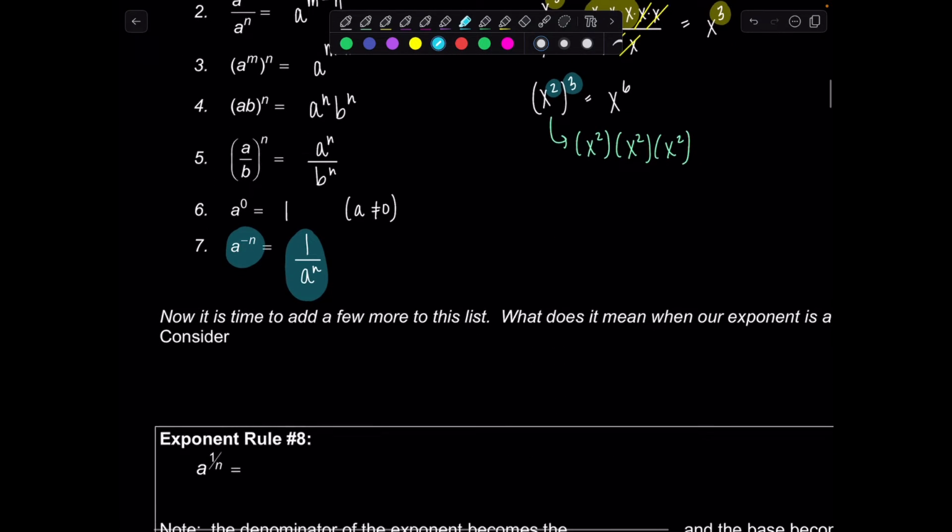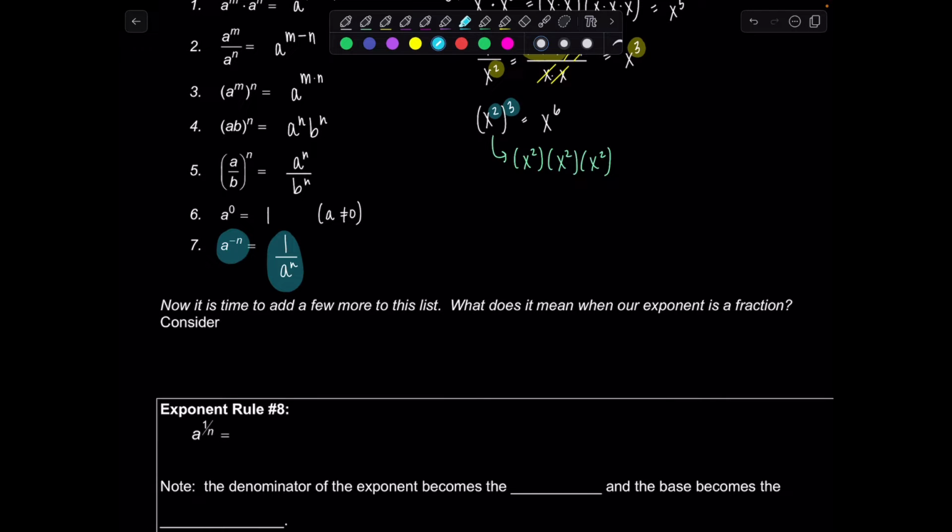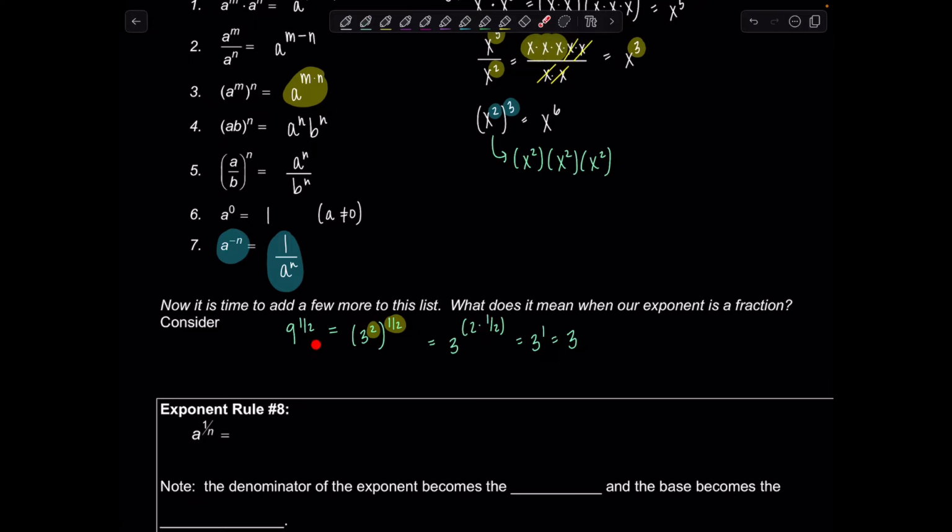So what does it mean when our exponent is a fraction? So for example, I want you to consider if you have 9 to the 1/2 power. I can rewrite 9 as 3 squared, right? And then keep that 1/2 out there. And then using our laws of exponents, in particular, number 3, I would multiply those 2 exponents. So I would have 3 raised to the 2 times 1/2, which is just 3 to the first, right? Which is 3. So look at that. We had 9, we raised it to the 1/2 power, and we ended up with 3.